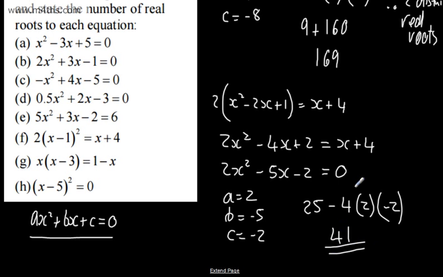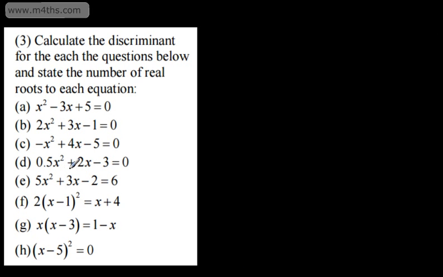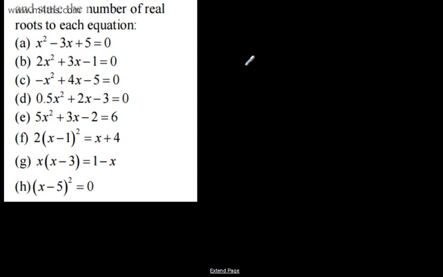Let's check that. 41, therefore again, 2 distinct real roots. Okay, let's go for this one just here. So this one, again, need to multiply it out, set the right hand side to 0. So x squared minus 3x is equal to now 1 minus the x. So we'll have now x squared minus 2x minus 1 is equal to 0.